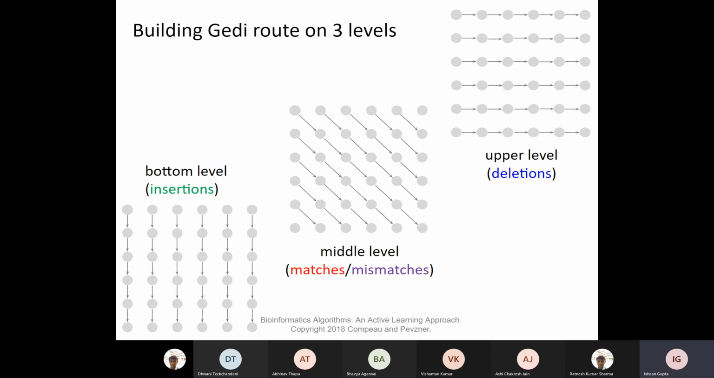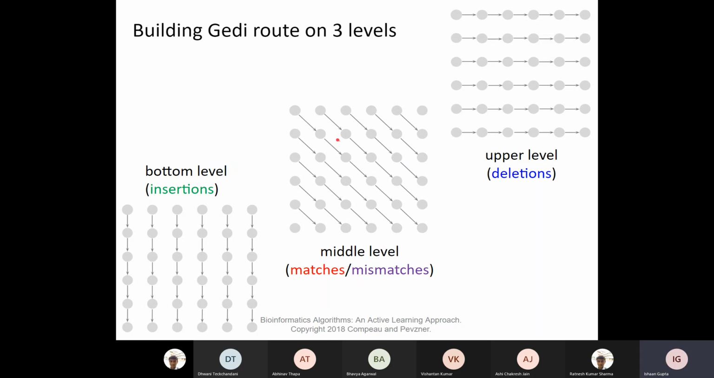This is how it looks. You have a graph which is going to have matches and mismatches. Then you have a graph which is only talking about insertions, and a graph which is only talking about deletions. Now if you want to find the best route from here to the other end for the global alignment, and the same for the local alignment, all you have to do is change the lowest score to 0.